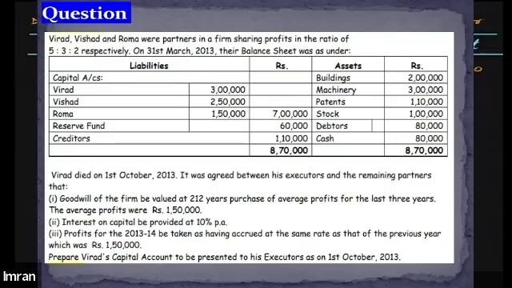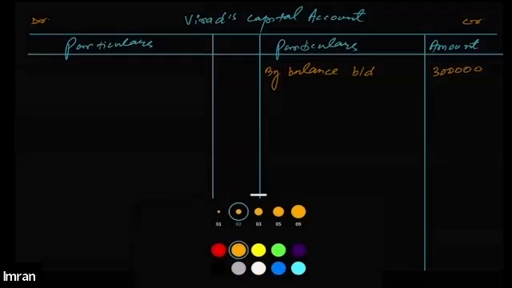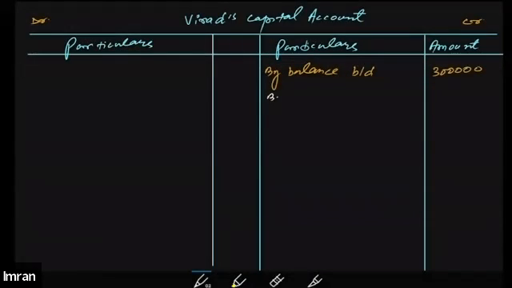We should distribute it among the partners. Yes, we will be distributing it among the partners, but since we just need to prepare Virat's capital account only, we will be indicating only the amount that will be credited to Virat's capital account, right? So let's give a little consideration to the profit sharing ratio of the partners, which is 5:3:2. So that means we will be writing on the credit side the reserve fund.